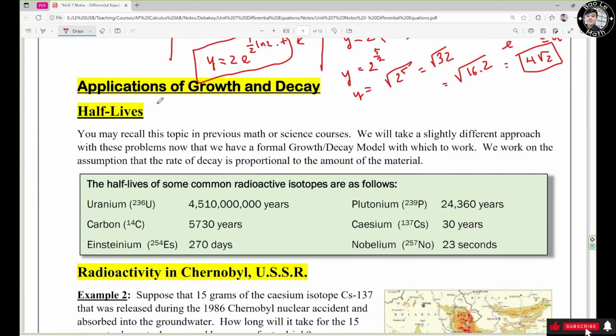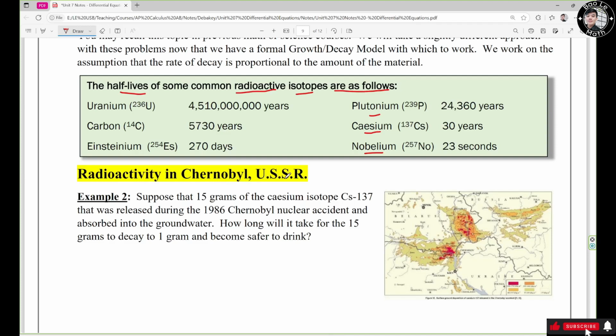Now let's move on to the next one, applications of growth and decay. Half-lives. The half-lives of some common radioactive isotopes are as follows: uranium, carbon, strontium, plutonium, cesium, nobelium. Activity in Chernobyl, USSR. Example number 2. Suppose that 15 grams of the cesium isotope CS-137, which was released during the 1986 Chernobyl nuclear accident, was absorbed into the groundwater.